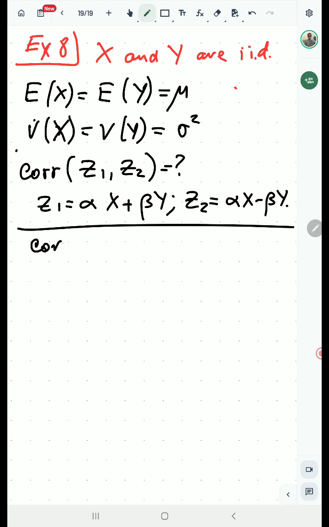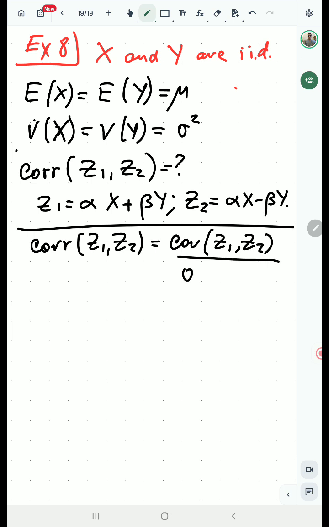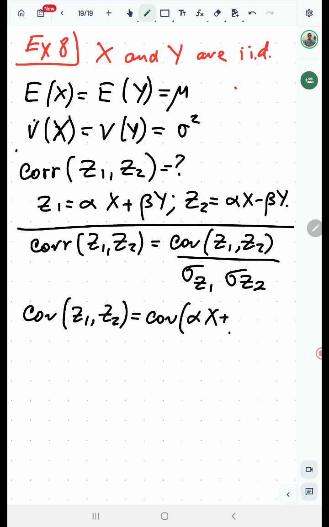So we know that the correlation of z1, z2 is going to be equal to the covariance of z1, z2 divided by the standard deviation of z1 times the standard deviation of z2. Okay, now let's start with covariance. So plug in for z1, alpha times x plus beta times y, and for z2, alpha times x minus beta times y.